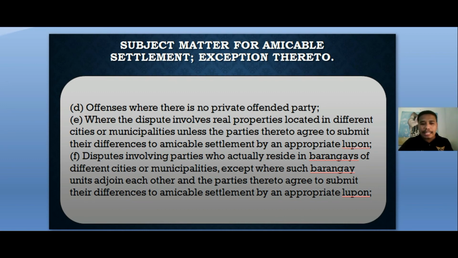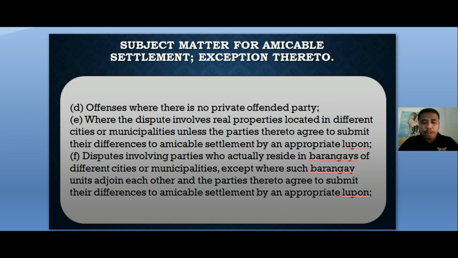Pero naay exception. If in case, the two parties could submit their differences to an appropriate lupon, let us say magkasinabot sila nga adiri lang sa Municipality 1 nga lupon, isettle ang case, pwede. Pero kung di sila magkasinabot, automatically that will be subject for settlement in the court.